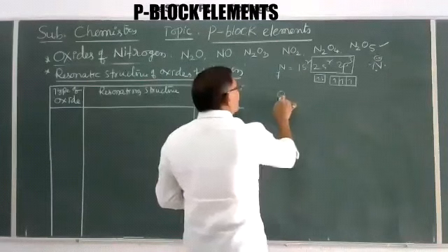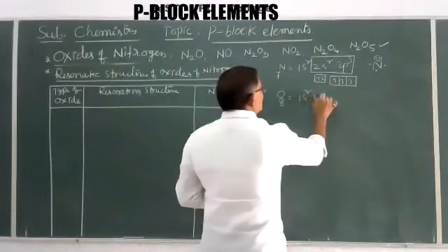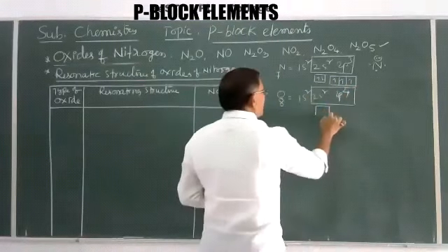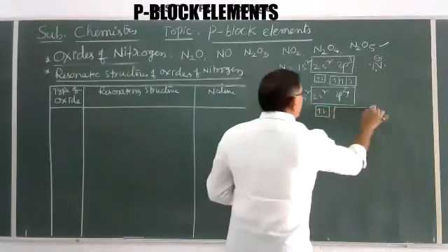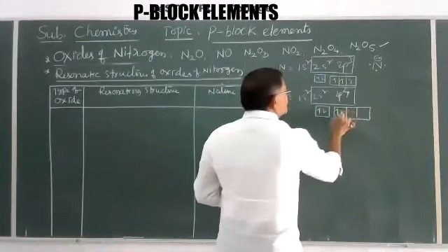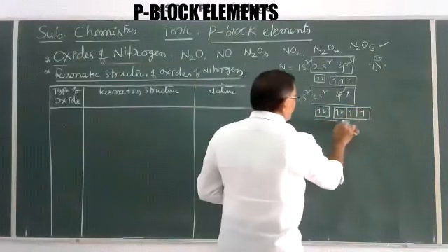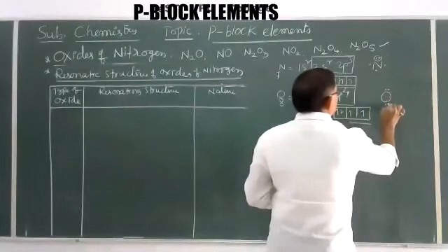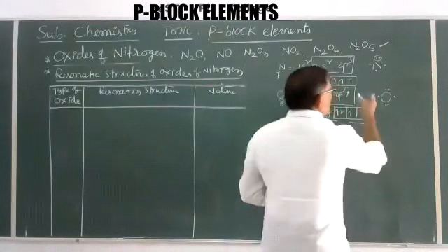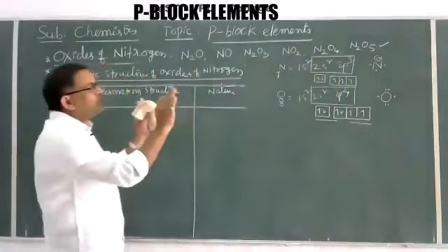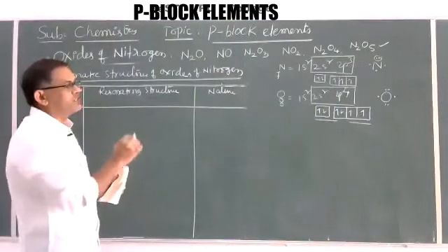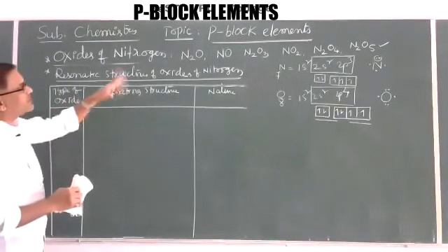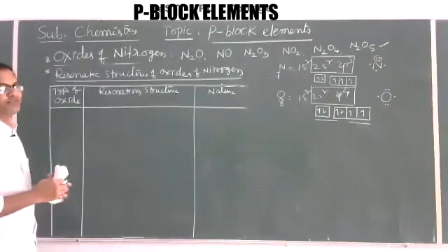Then oxygen's atomic number is 8 and its electronic configuration is 1s2, 2s2 and 2p4. In its outermost orbit, 6 valence electrons are there. 1 pair in the s subshell, and in the p subshell also 1 is paired, the remaining 2 are unpaired. Total 2 paired and 2 unpaired. For this, the Lewis dot structure has 2 pairs and the remaining 2 unpaired. So by knowing the atomic number, electronic configuration and Lewis dot structure, it is easy to write the resonating structures for the oxides of nitrogen.